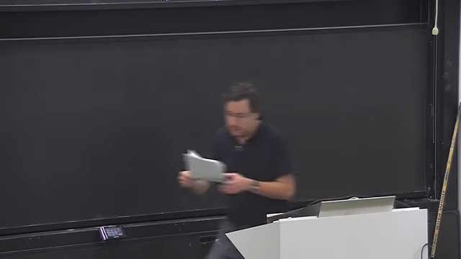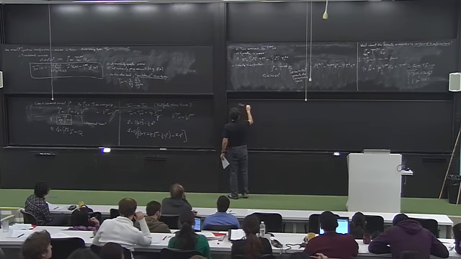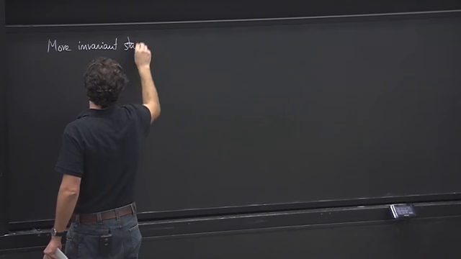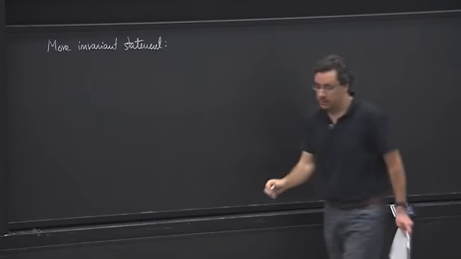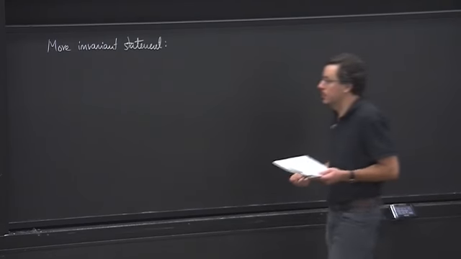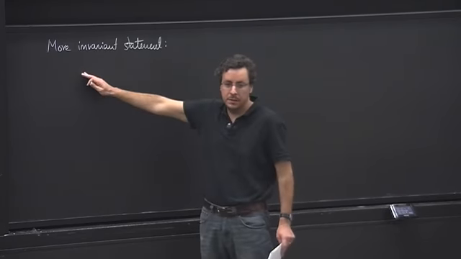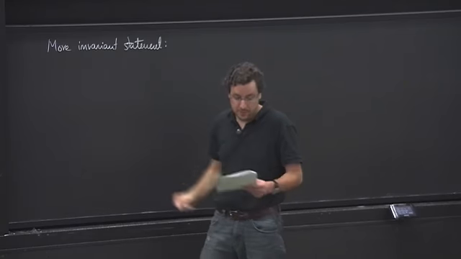The more invariant statement. The reason I'm going through this is because there is a resurgence of interest in this question of scale versus conformal, whether scale symmetry implies conformal symmetry. So I want to make a very precise statement of what is the condition for scale invariance and what is the condition for conformal invariance.